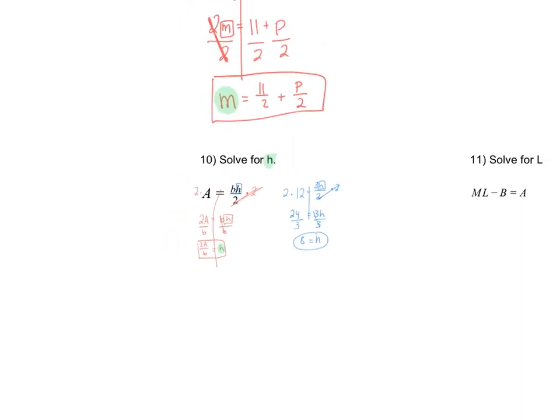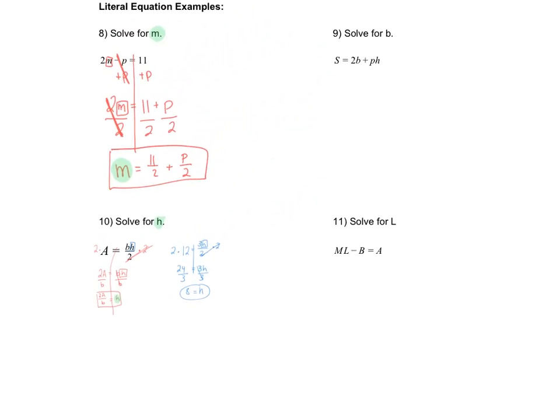It's very similar to just solving normal equations. The only big difference is, right, you're not actually getting a number. You're just moving things over and getting that variable by itself. All right, so I want you to pause the video right now and try numbers 9 and 11 on your own, and then we will go over those answers in just a moment. Pause the video, actually try them.